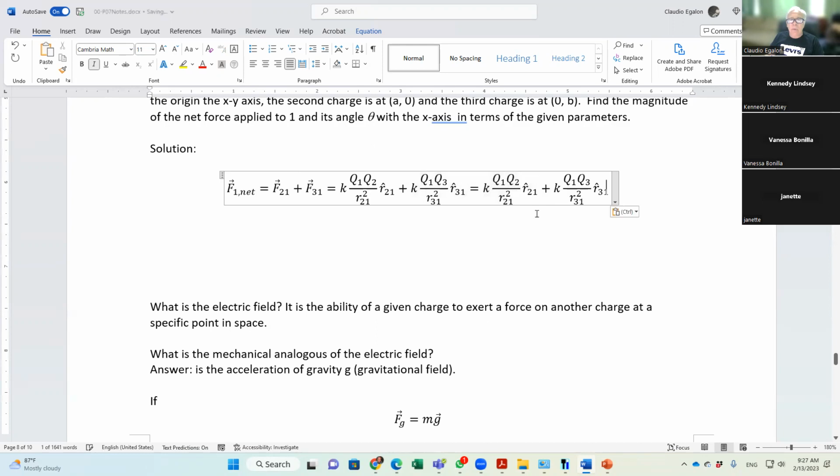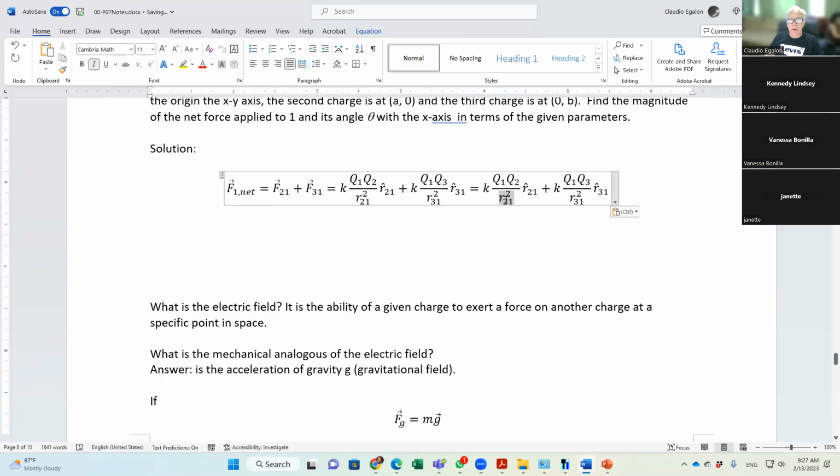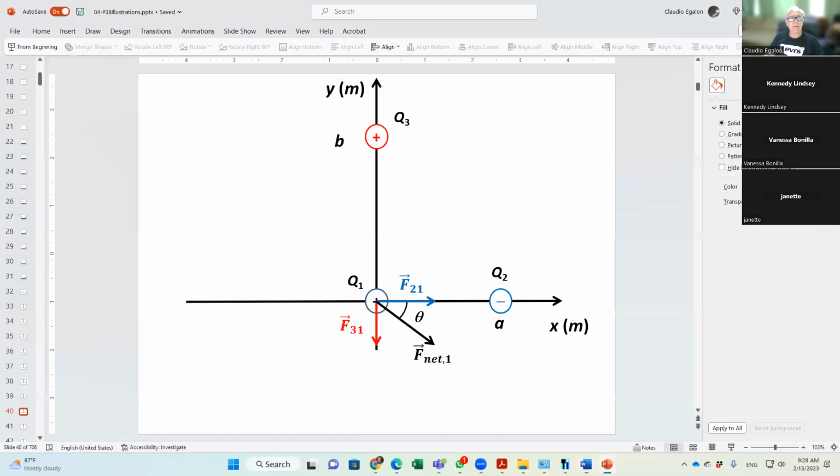What is the distance between charge 1 and 2? Going back to the drawing, the distance is A. So R21 is going to be replaced by A, and R31 is going to be replaced by B. That's the distance.